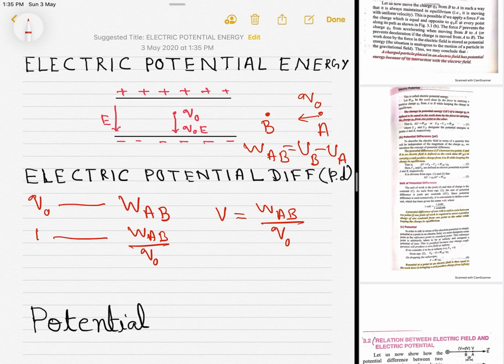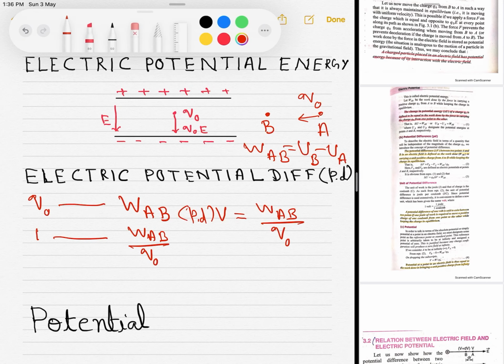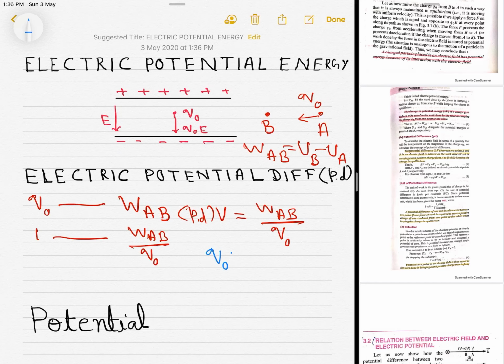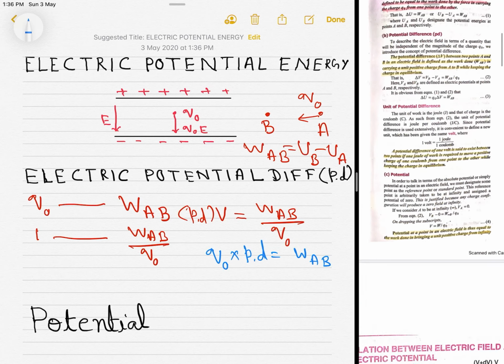If we know the potential difference between 2 points, it can also be written as potential difference, because we will use V also for potential. So if we multiply charge by potential difference, then we will get the work done. This is one formula to find the work done. And electric potential difference is a scalar quantity.